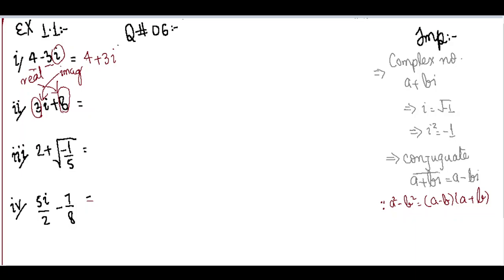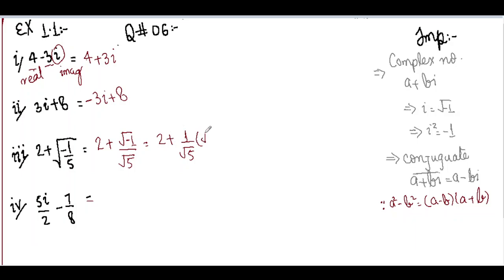So we are going to write it as minus 3 iota by changing the sign of the imaginary part, and plus 8 remains unchanged. Now in this part we have to write 2 plus as it is, and under root of minus 1 whole divided by under root of 5. Now 2 plus 1 by under root of 5 into under root of minus 1. Now this under root of minus 1 equals iota. As we know that iota equals under root minus 1, so we can replace it with iota. It becomes 2 plus iota divided by under root 5.